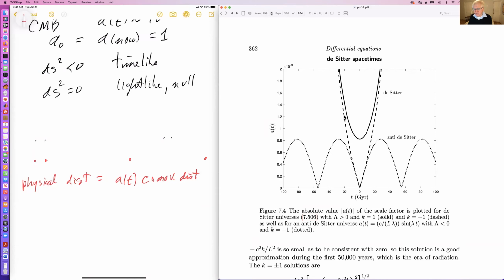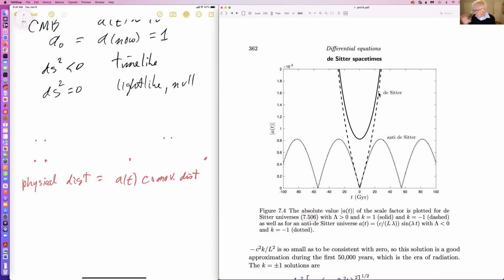The de Sitter case looks like this. So let's read the caption here. Lambda greater than or equal to 0, k equal to 1. That's the solid case. So our real universe, by the way, if we look at our real universe on a scale in which gigayears go from -100 to +100 gigayears, our actual universe could well be described by this solid curve approximately.